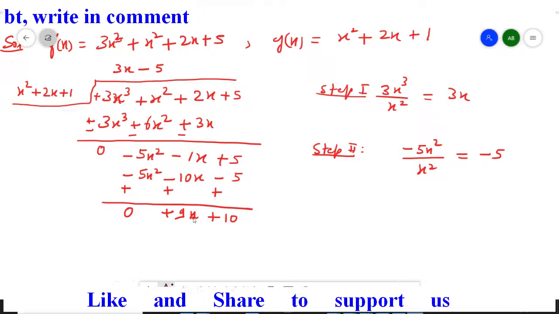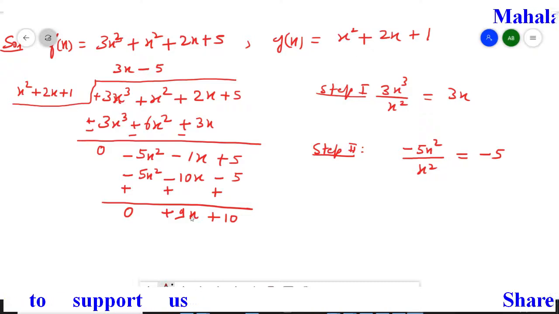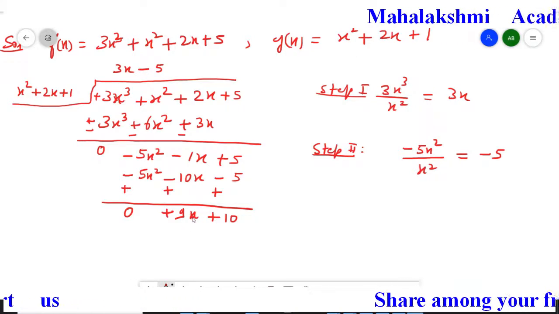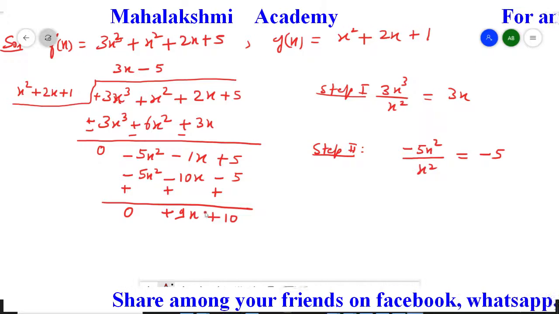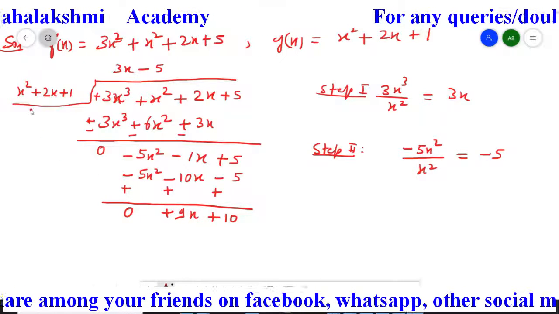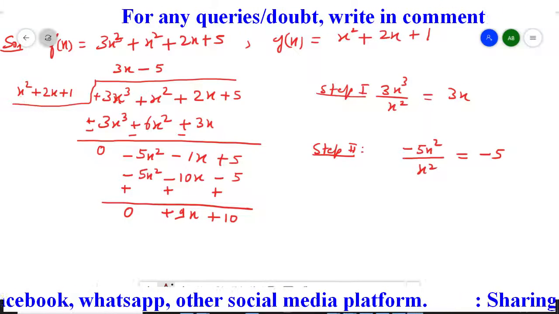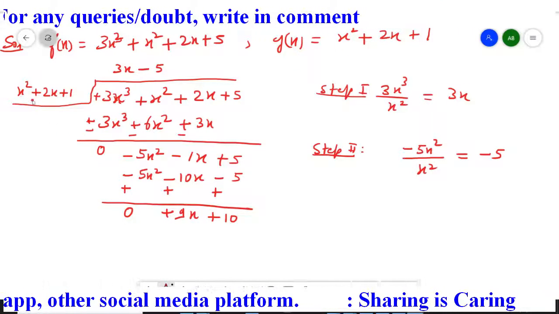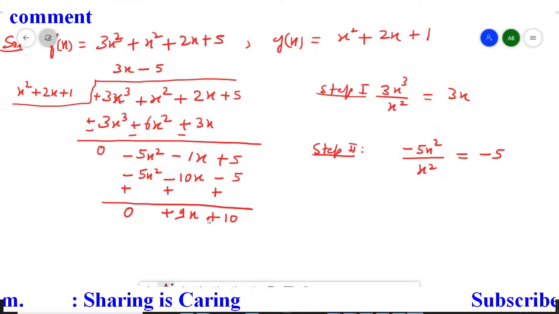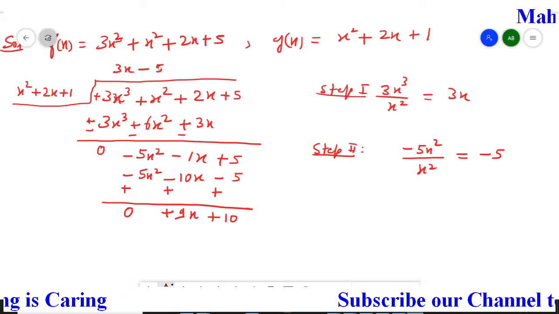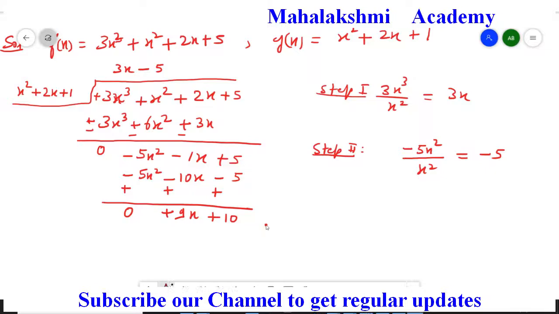So how will you realize that you do not have to divide further? You have to check the remainder's power. If the remainder's degree, the highest power of the variable, is less than the degree of the g(x), meaning this polynomial which is given to you, then you do not have to divide it further. That's the end of your division. So what is your quotient? So this is your quotient, that is 3x minus 5 is the quotient and 9x plus 10 is the remainder.